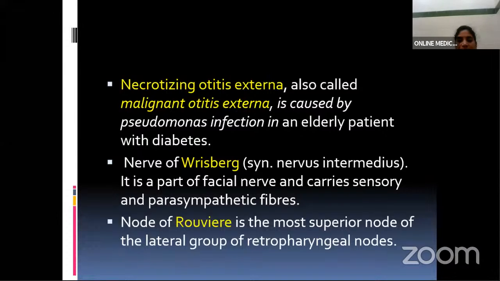Okay. So next coming to the nerve of Wrisberg. Nerve of Wrisberg is otherwise called nervus intermedius, which is a part of the facial nerve which carries the sensory as well as parasympathetic fibers.